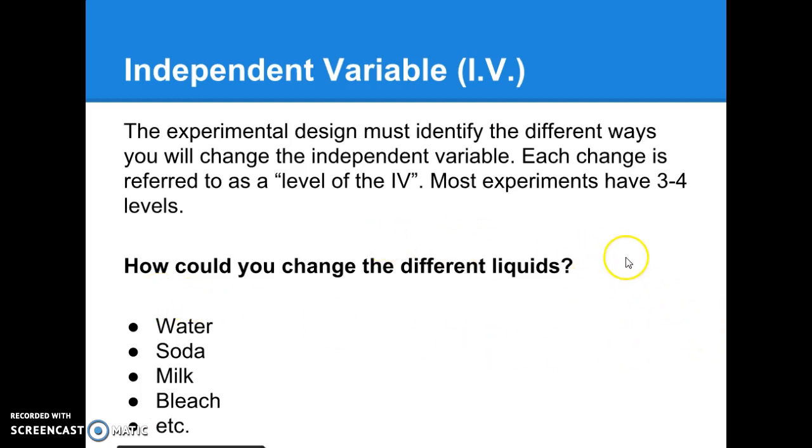Now, independent variables, usually you're going to test about 3 or 4 different ones. If we were looking back at the ice cube example, you could be testing water, soda, milk, bleach, ammonia, anything that's in liquid form. But you want to make sure that you have enough to test, but you don't want to be testing too many. If you have 15 or 16 different groupings, that's a little bit too much. You want to make sure that you stay somewhere around 3 to 4 different changes to the independent variable.